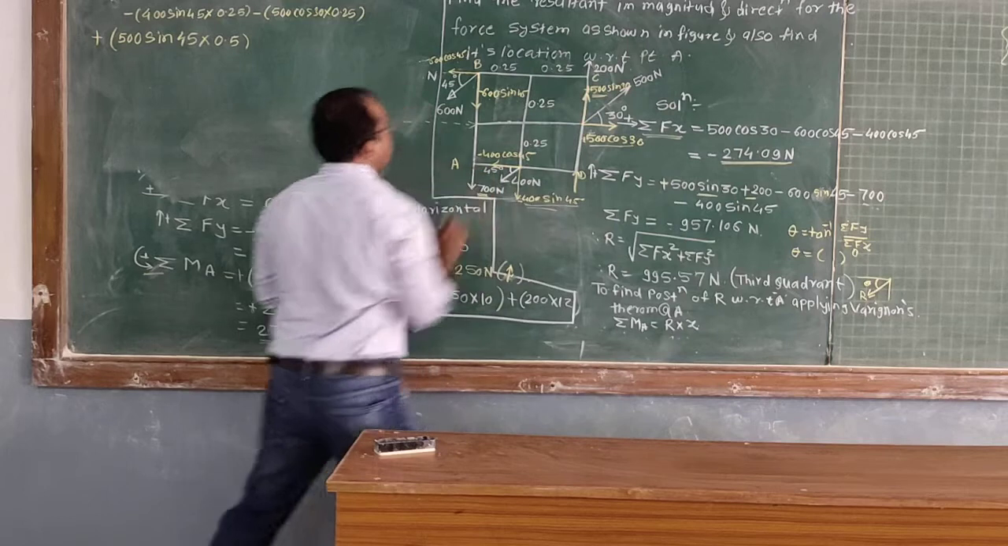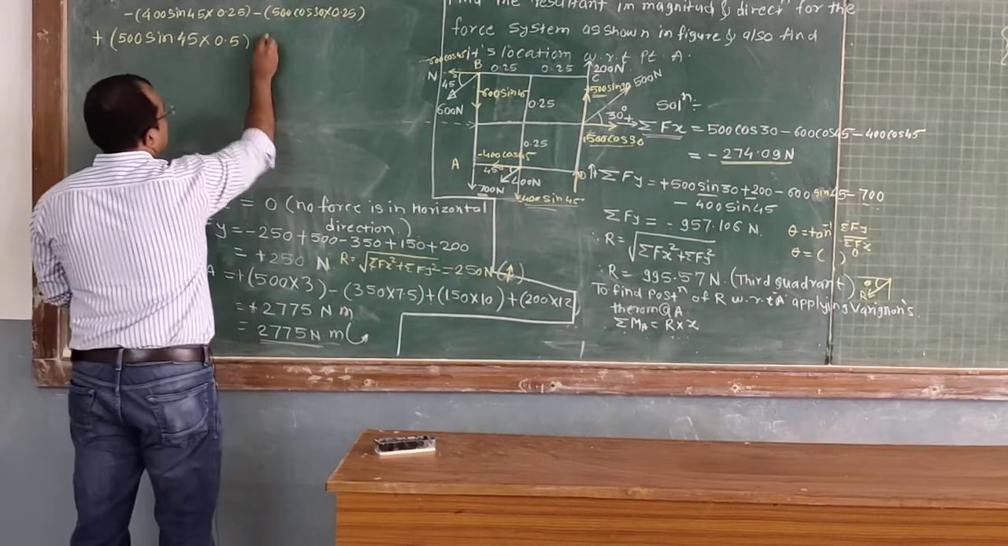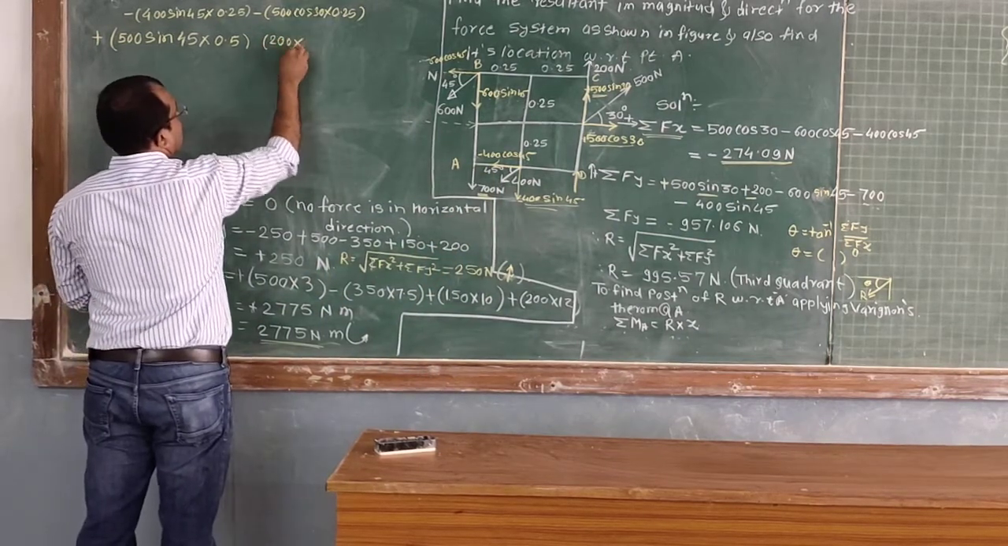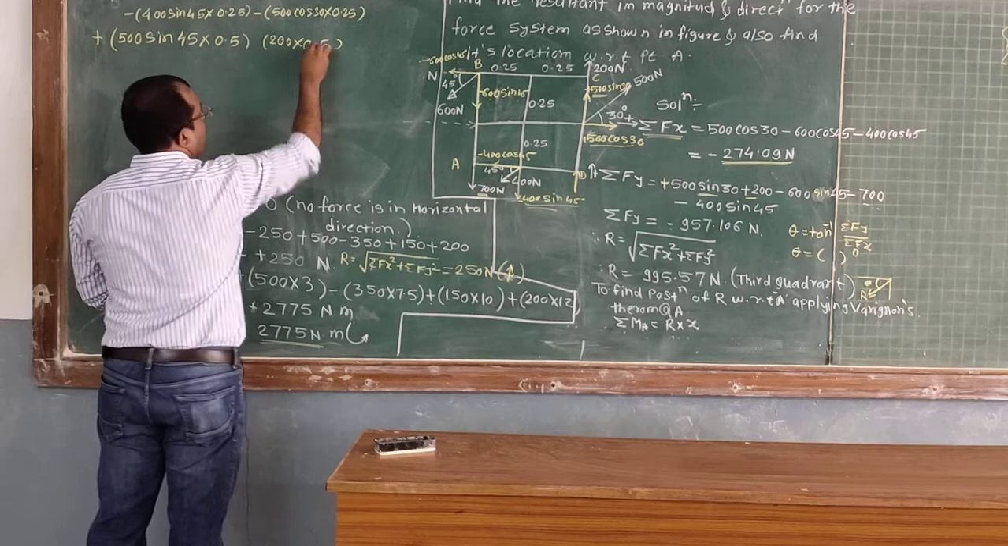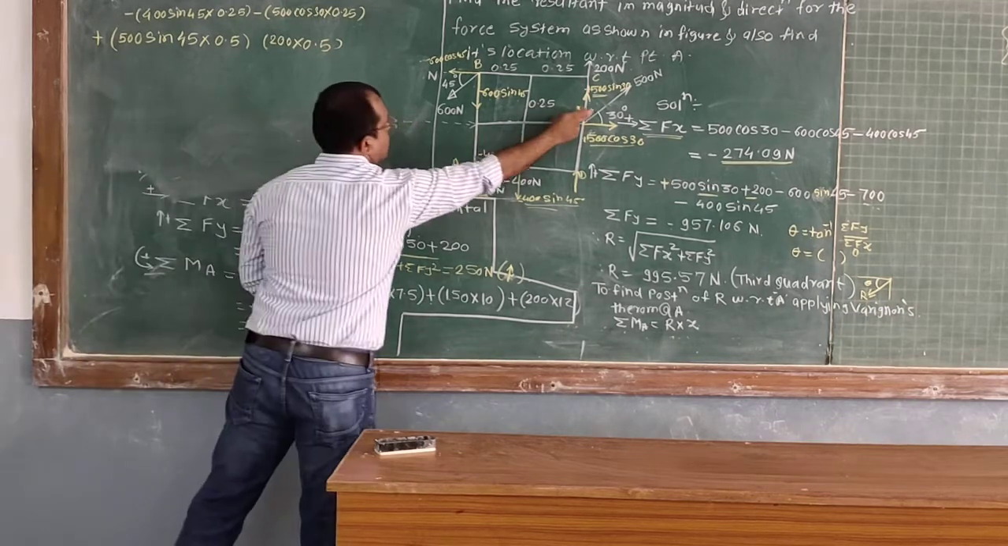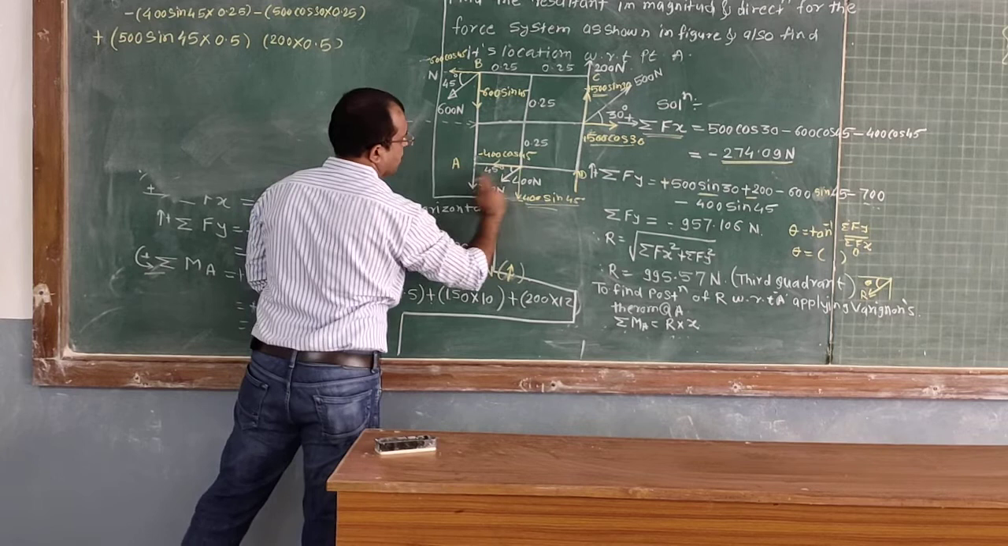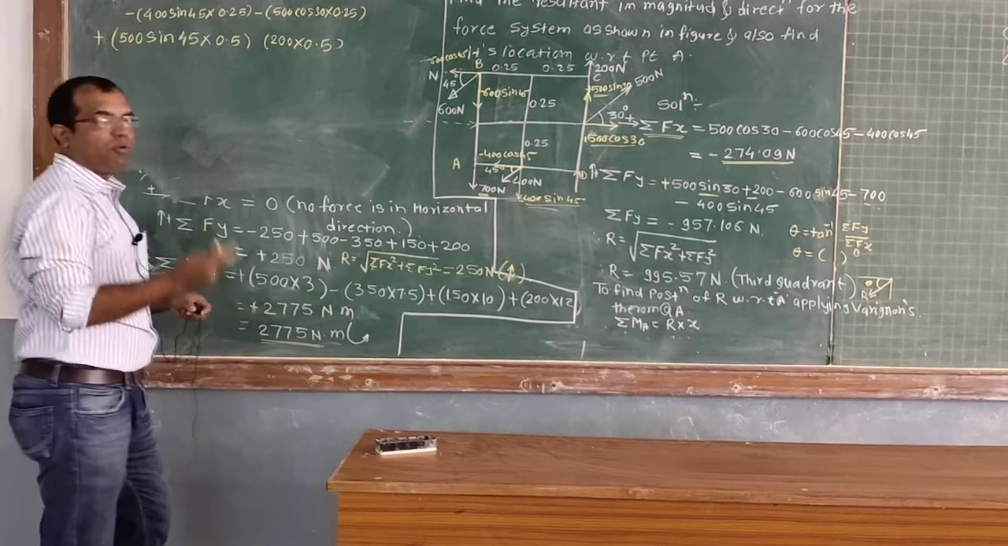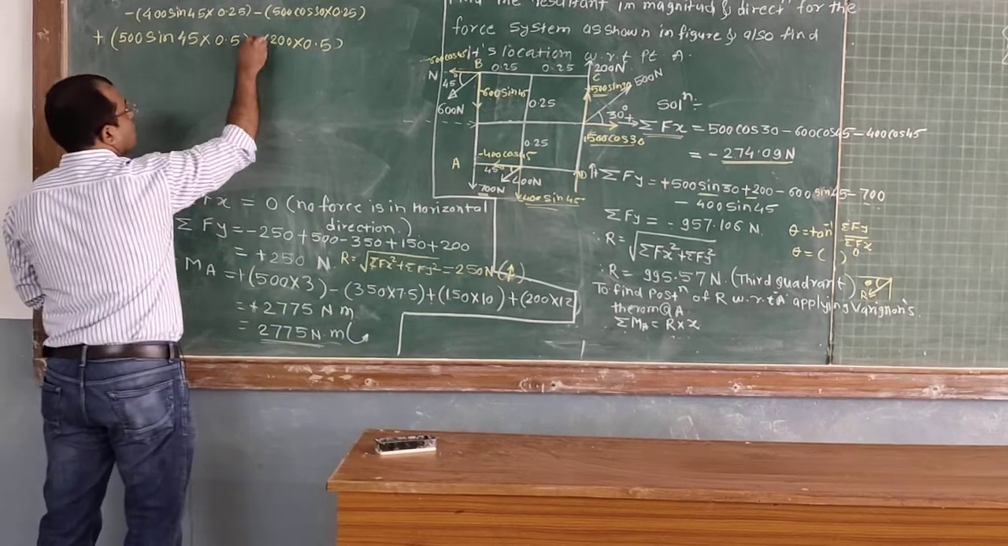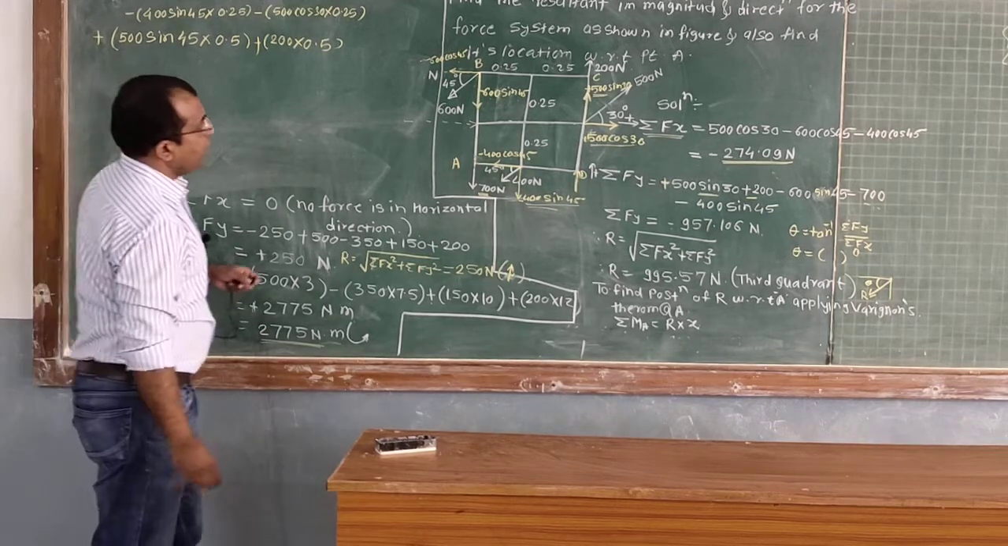Now come towards this force of 200 Newton. We take 200 into the perpendicular distance, which is again 0.5. The perpendicular distance between this force and point A is 0.5. It will again create a moment in anti-clockwise sense. So it is positive. Okay.